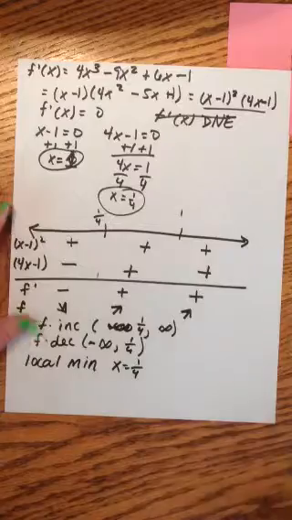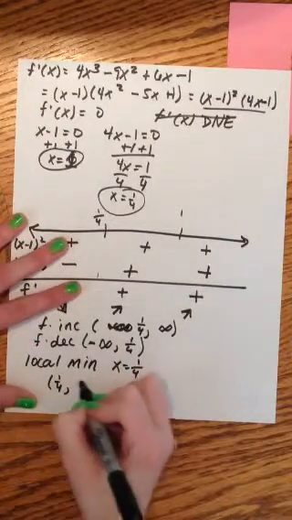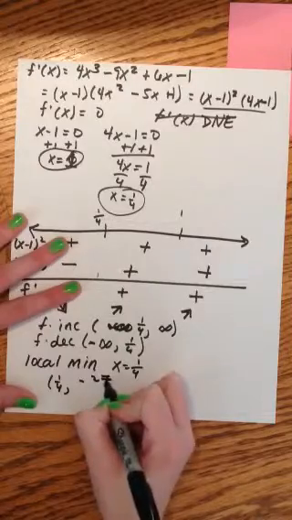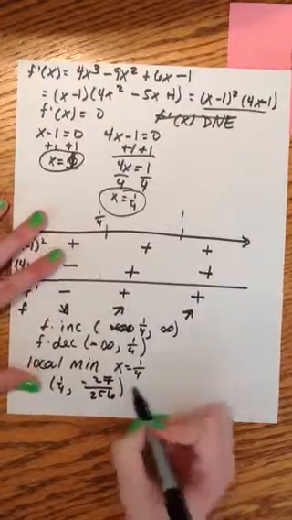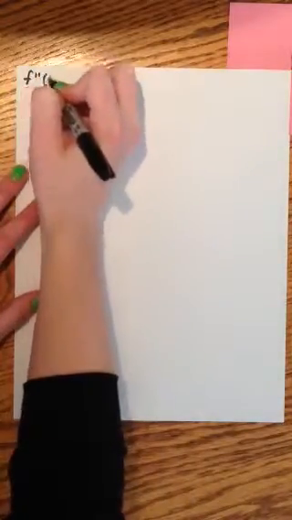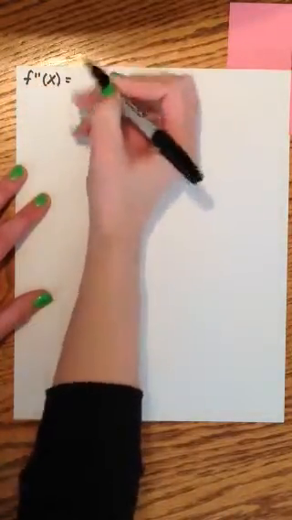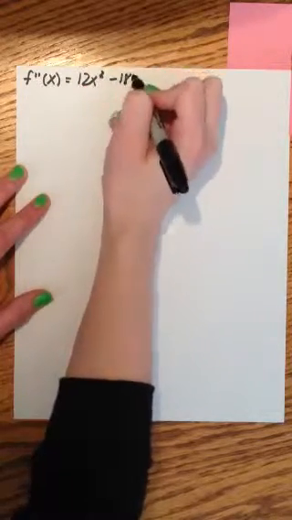If you plug that back into the original equation, you come up with the point 1/4, negative 27 over 256. So there's a local min there. Next thing we can do is find concavity. To do that, we take the second derivative of the function. So f double prime equals 12x squared minus 18x plus 6.